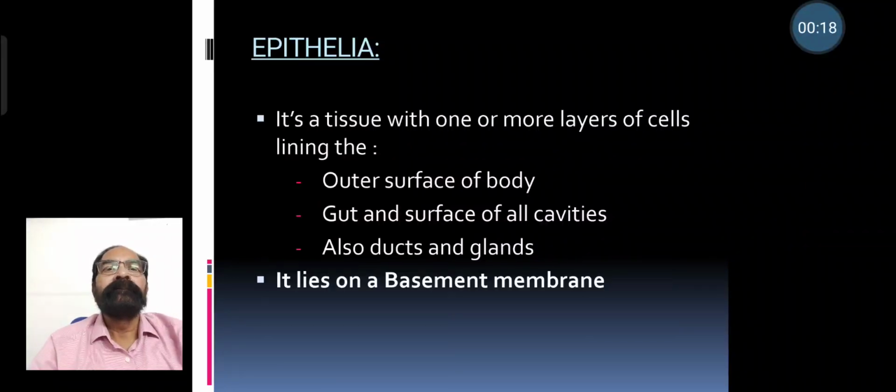Coming to epithelia, it is a tissue with one or more layers of cells lining the outer surface of the body or the gut or the surface of all cavities including ducts and glands. It lies on the basement membrane.